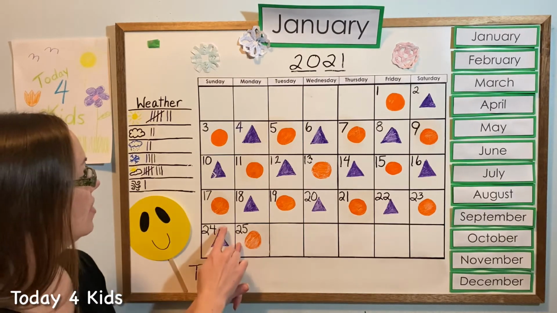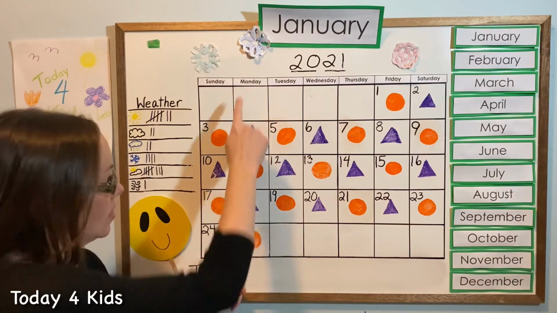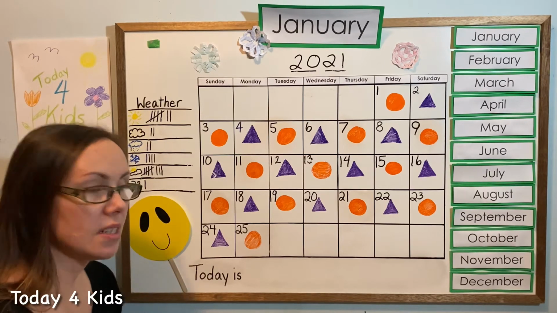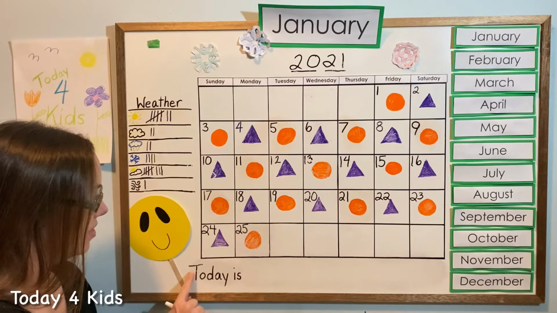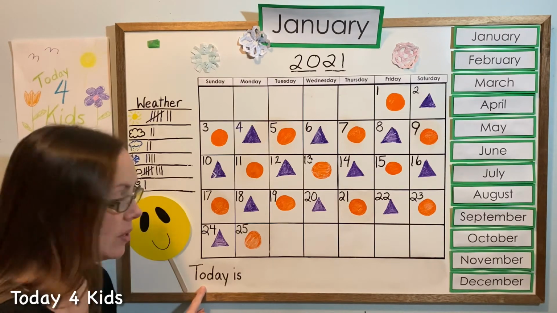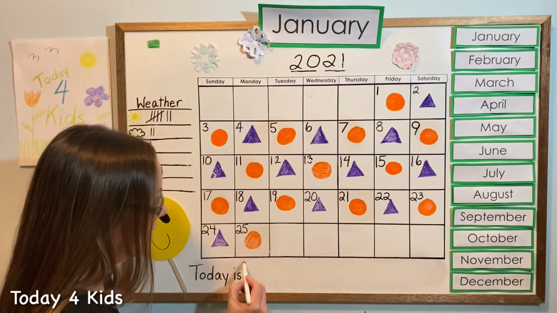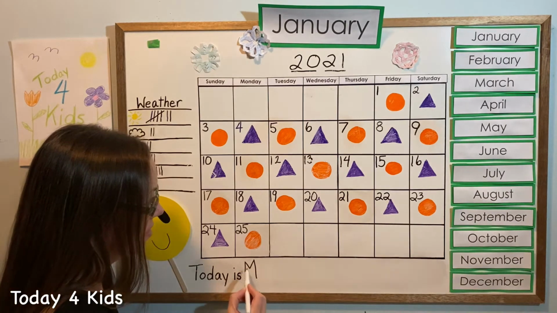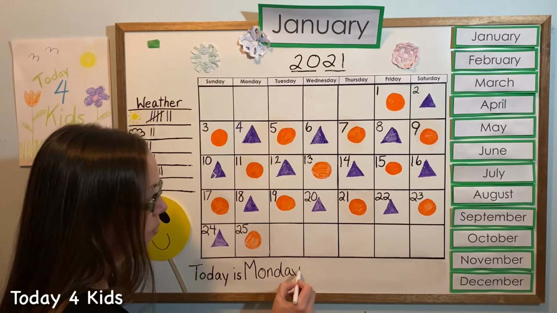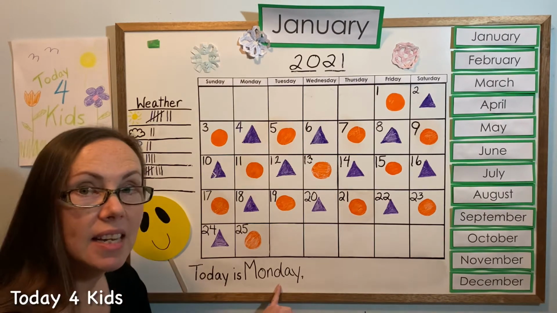Let's go up to the top. Yesterday was Sunday, and today is Monday. So let's put Monday into our sentence at the bottom. Do you remember how our sentence starts? With 2 words. Today is, and today starts with a capital T because it's the first word in our sentence, and the first word in our sentence is always a capital. So today is Monday. So capital M, M-O-N-D-A-Y, and then we're going to put a comma. So today is Monday. That's right.